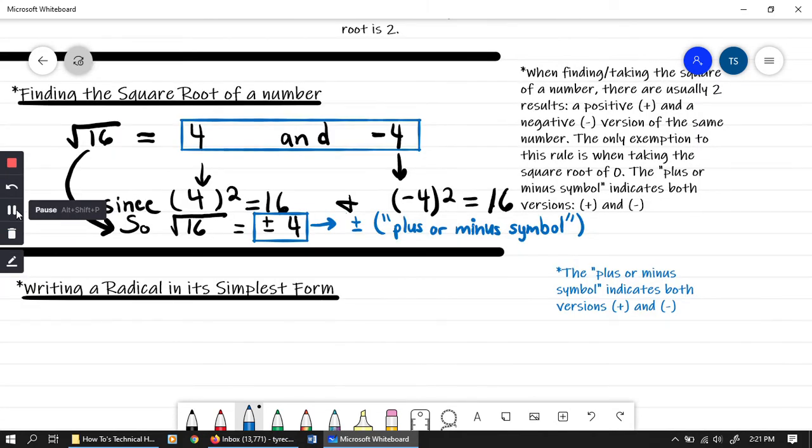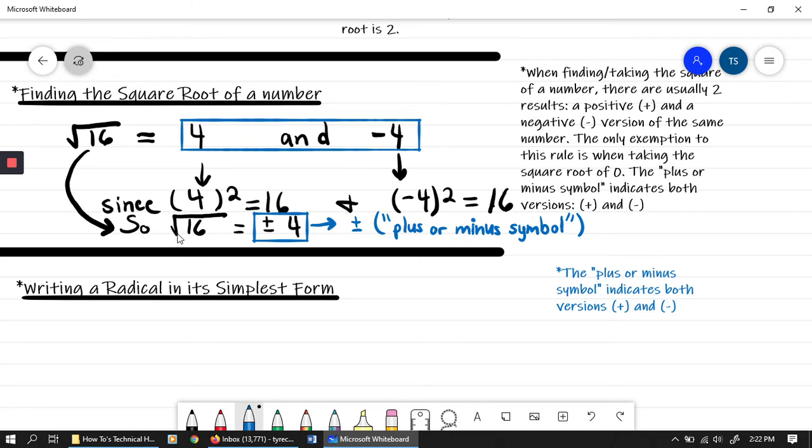So again, when you are taking the square root of a number, you will usually have 2 results, positive and negative. With the number that we showed here, the square root of 16, there were 2 versions: positive 4 and negative 4.